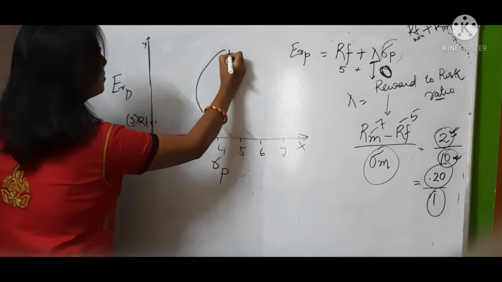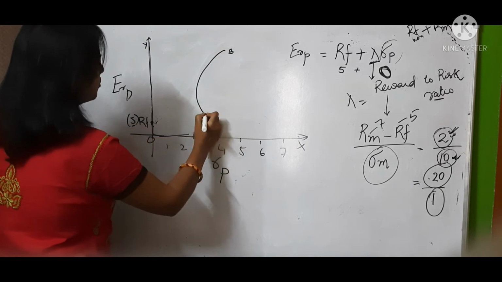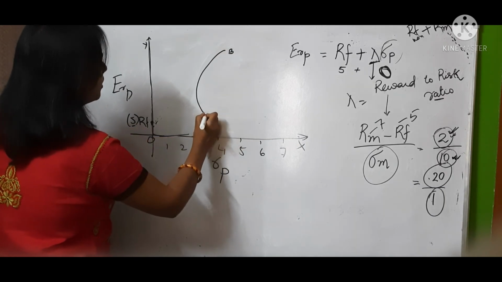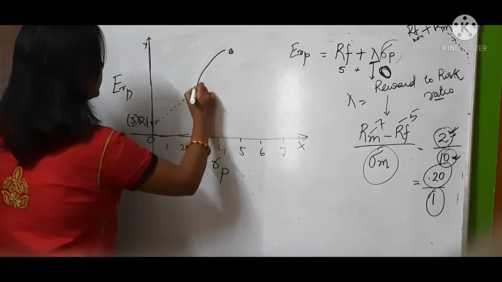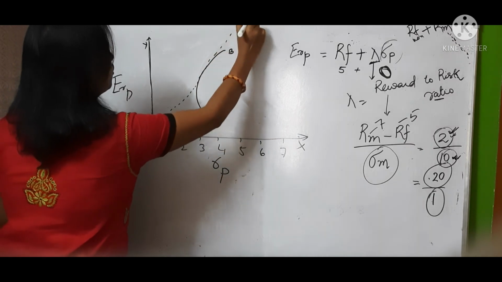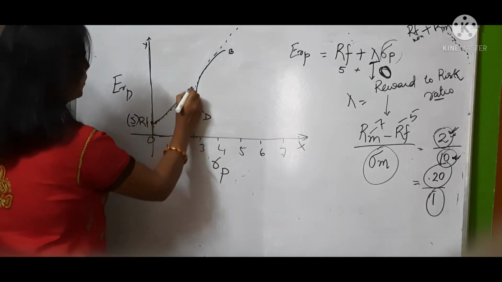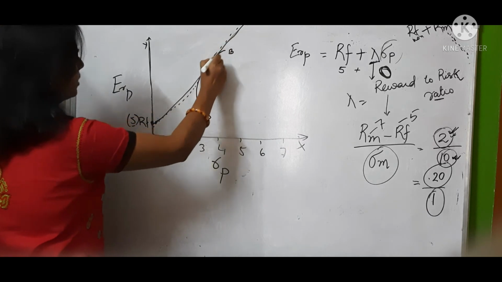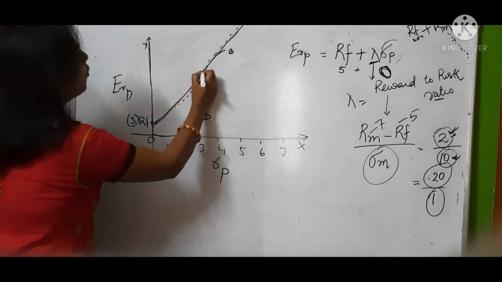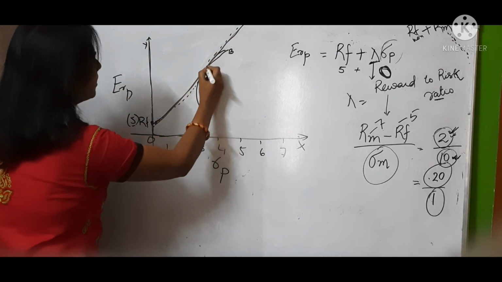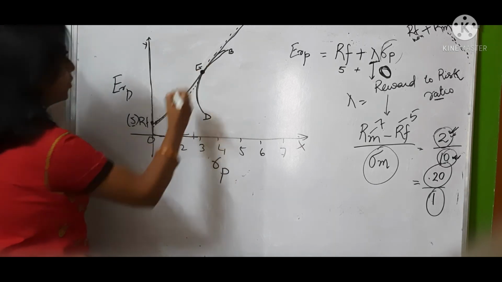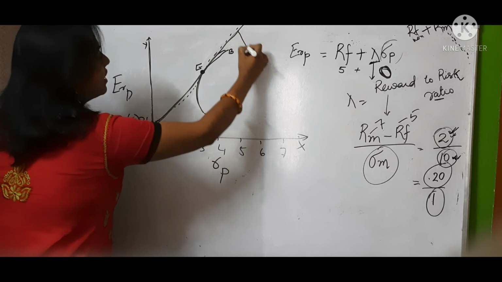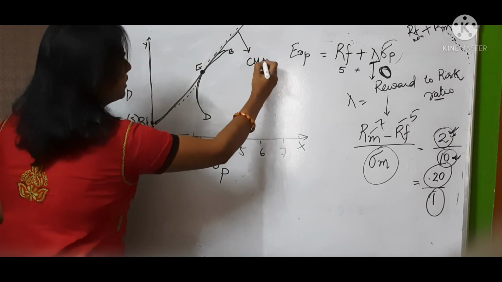So this is your point B and this is, for example, your point D, and you are combining, and then this line goes off like this. This is a straight line. I'm sorry, my line has not become very straight. The point of tangency is where this touches, the minimum point where it touches. For example, it touches at point E. This line is known as the capital market line.